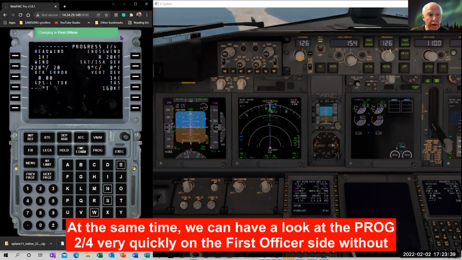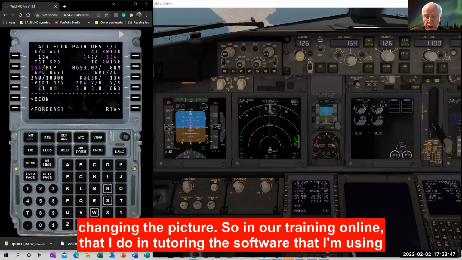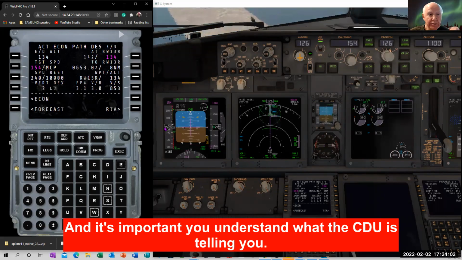At the same time, we can have a look at the Prague 2-4 very quickly on the first officer side without changing the picture. So in our training online that I do in tutoring, the software that I'm using is very realistic and easy to train with, as you can see. And it's important you understand what the CDU is telling you.